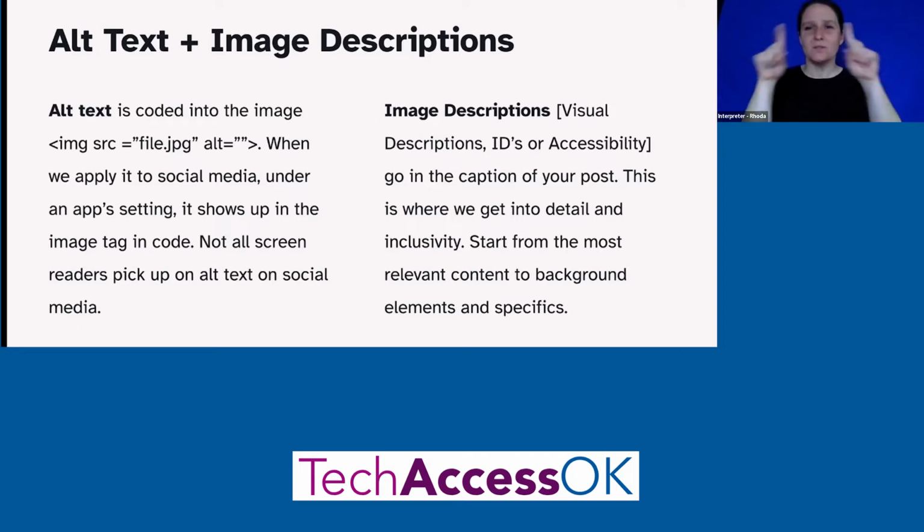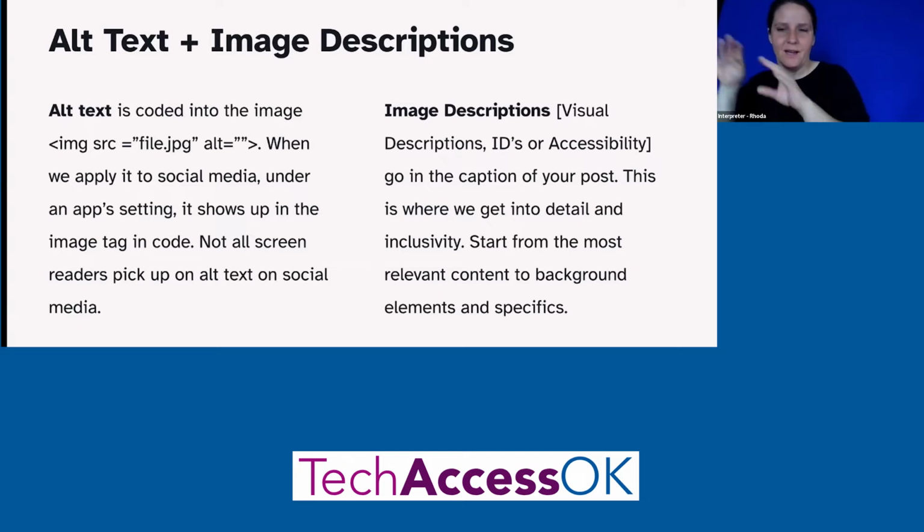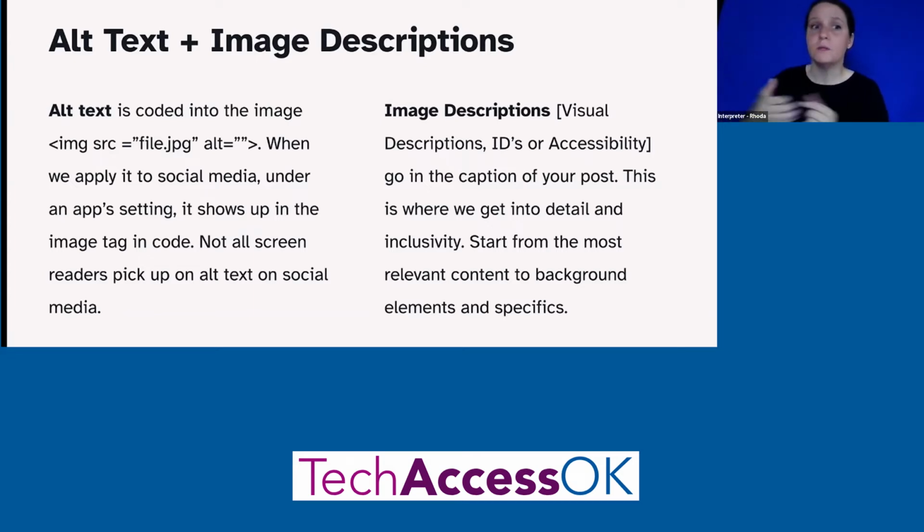Sometimes they're called visual descriptions, IDs, or accessibility, but these go into the caption of your post. This is where we get into detail and inclusivity. You can go a lot further than you can with alt text because good alt text should have about 100 to 150 characters max. Whereas image descriptions go in your caption, so you can do them as much as you want. You want to start from the most relevant content to the background elements and specifics.